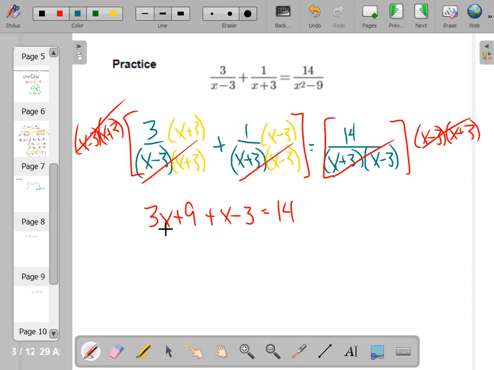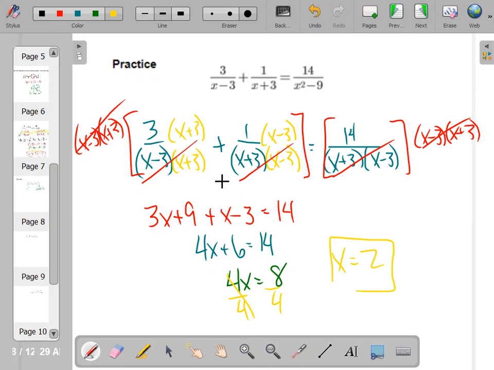You've got to combine like terms. 3x plus 1x is 4x, 9 minus 3 is 6. You've got to subtract 6 on both sides, and then divide both sides by 4, and you get x equals 2. So x equals 2, which you need to make sure is not extraneous. Now, I can see right here, the only extraneous answers would be 3 and negative 3, because that would get 0 in the denominator. So 2 does work, and you can plug it in to verify that if you want. You can plug 2 in everywhere you see x.